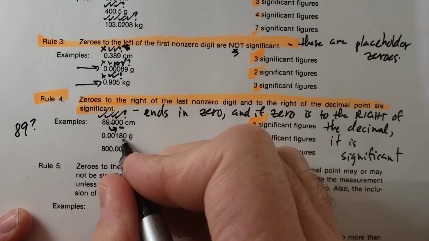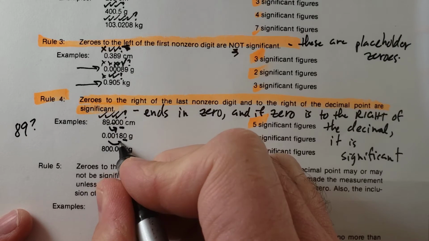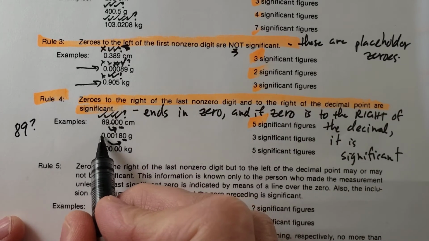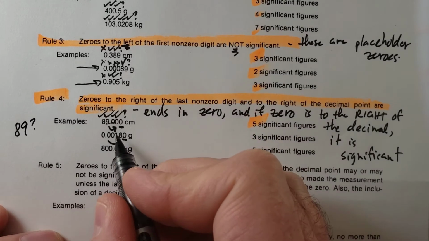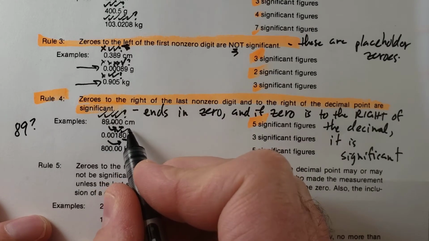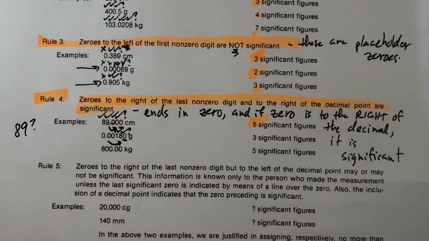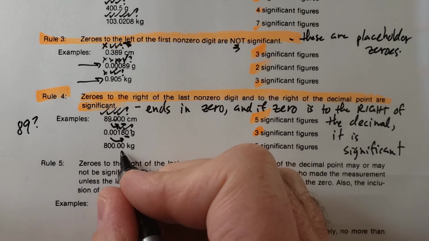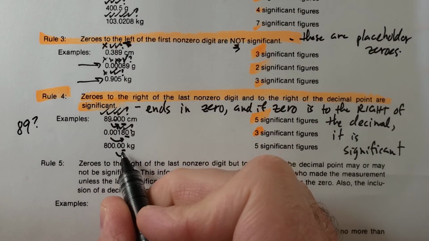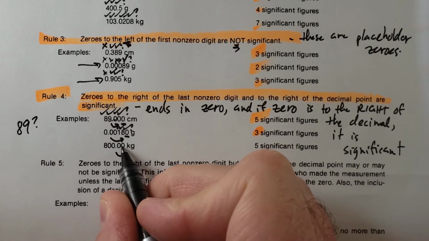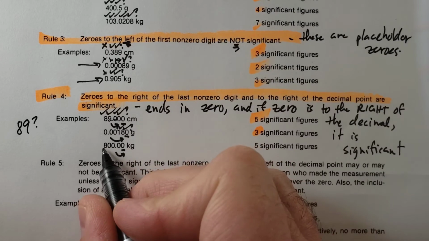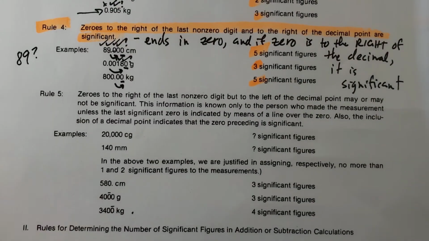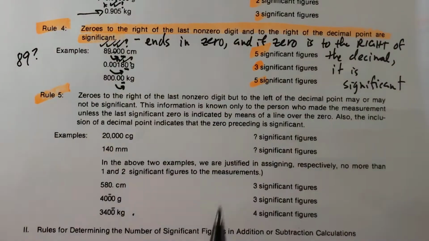Over here, it ends in 0. That 0 is to the right of the decimal, so it counts. Oh, we also have a little bit of rule number 3 here. 0, 0, 0. Those are just placeholders. So the 1 counts, the 8 counts, the 0 being our guess number, it counts. 3 sig figs. And this last one, 800.00. It ends in 0. That 0 is to the right. Therefore, it's significant, plus all the other ones. 1, 2, 3, 4, 5. 5 sig figs.